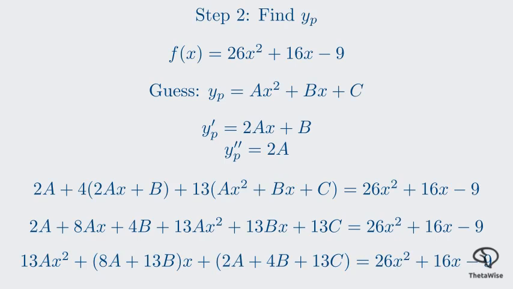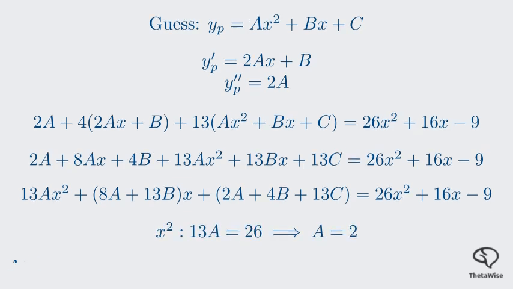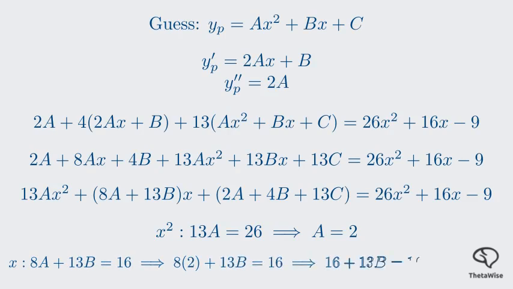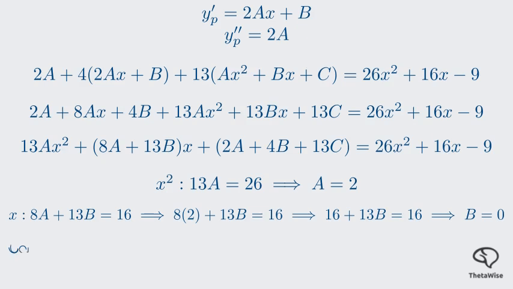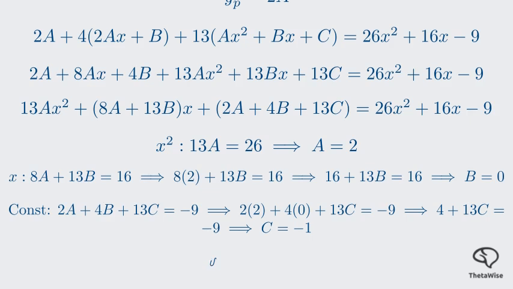Equate the coefficients. For x², 13a is 26, so a equals 2. For x, 8a plus 13b equals 16. Substitute a equals 2 to get b equals 0. For the constant, 2a plus 4b plus 13c is 9. Substitute a equals 2 and b equals 0 to get c equals 1. The particular solution is y p equals 2x² plus 1.